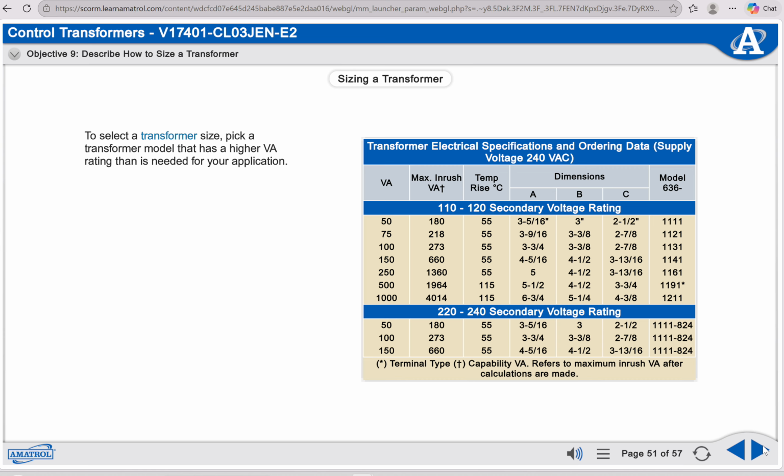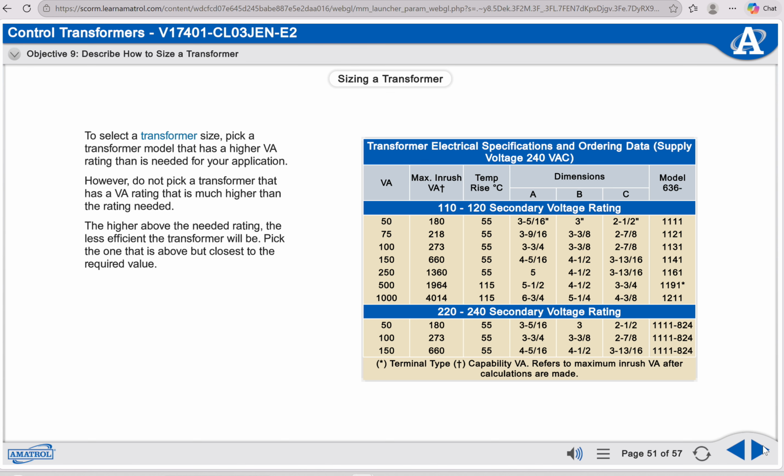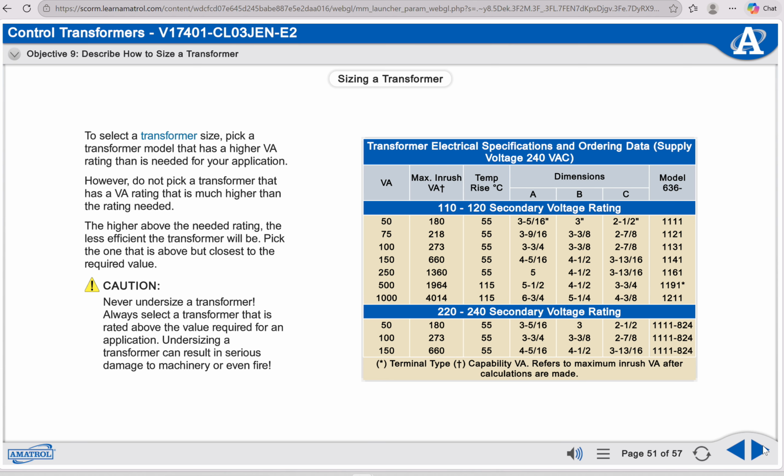To select a transformer size, pick a transformer model that has a higher VA rating than is needed for your application. However, do not pick a transformer that has a VA rating that is much higher than the rating needed. The higher above the needed rating, the less efficient the transformer will be. Pick the one that is above but closest to the required value.